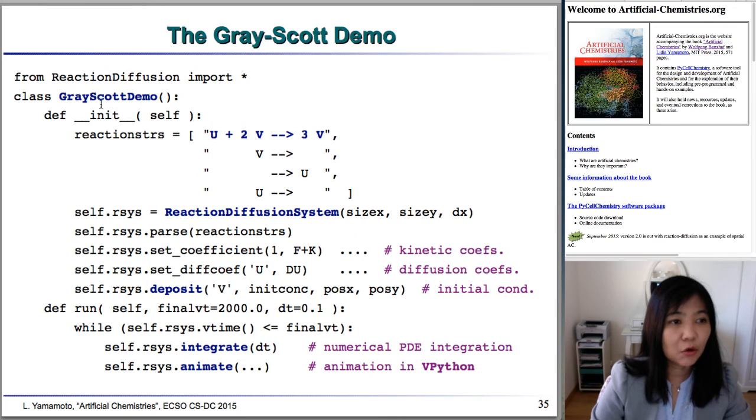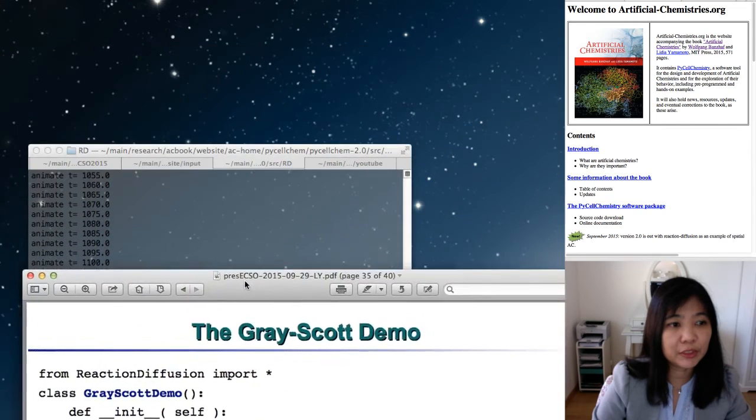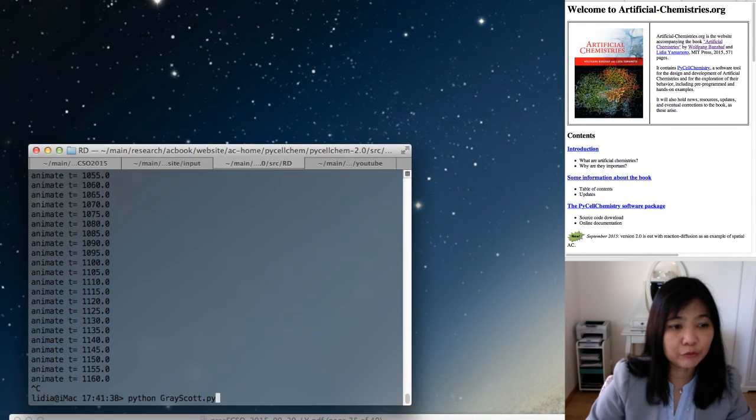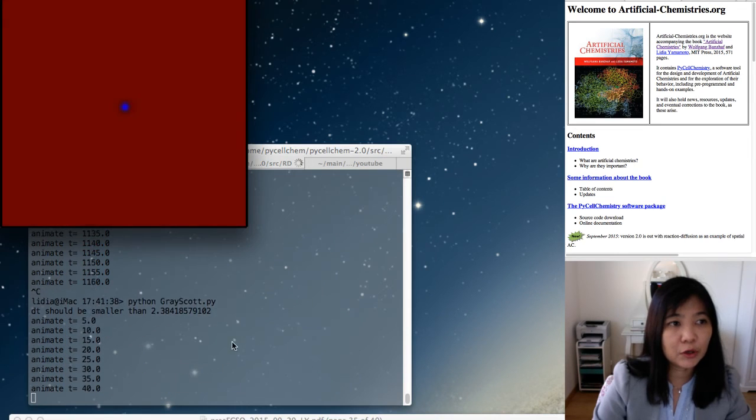Now this is the Python code of the Gray-Scott demo. So we have the chemical reactions as we had for the Lotka-Volterra example. And then we just set up a reaction diffusion system with a grid of a size that we determine. And we deposit some substances and integrate the system for a number of time steps. And you can animate it using VPython, which is what I used for the animation I showed you before. This one is on top of VPython.